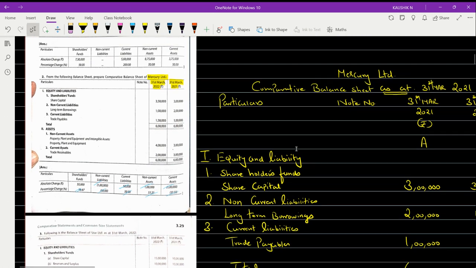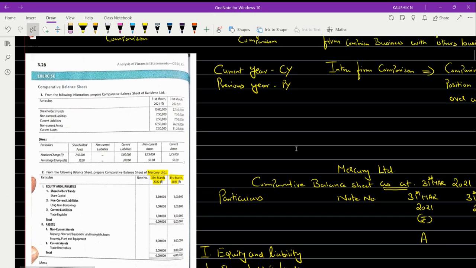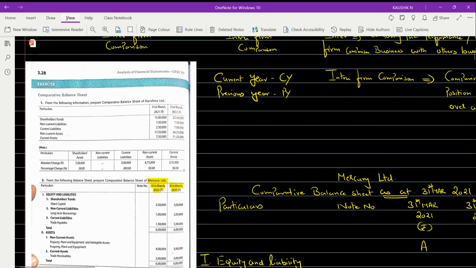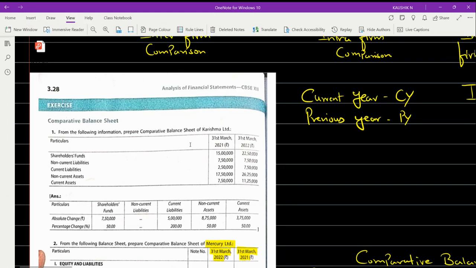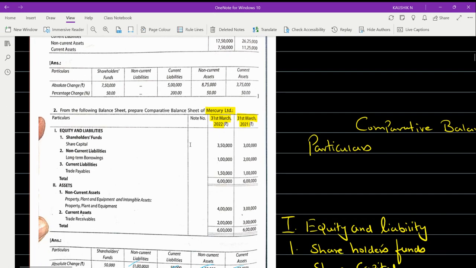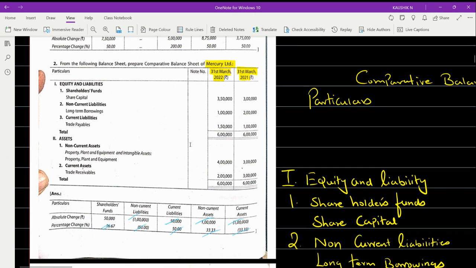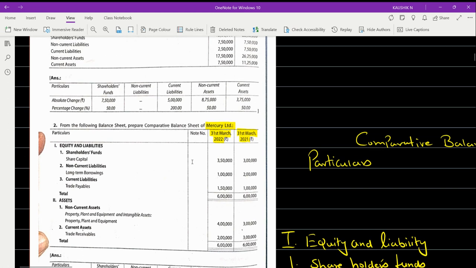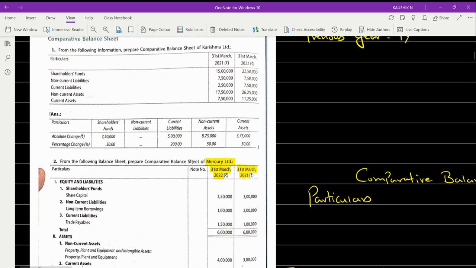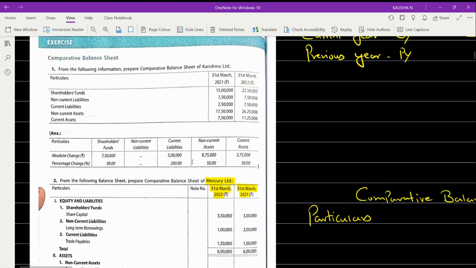So today we have taken a problem under the comparative statement, and we discussed what the comparative statement is all about. We took a ready-made balance sheet, where it was already prepared, and we just executed the comparative statement. In the next session, we'll take up a problem where we have to prepare the balance sheet. From the following information, they have asked us to prepare a comparative balance sheet.